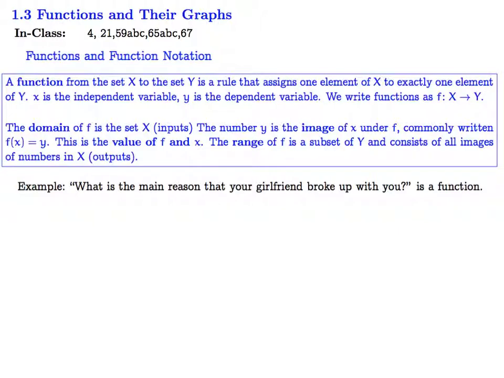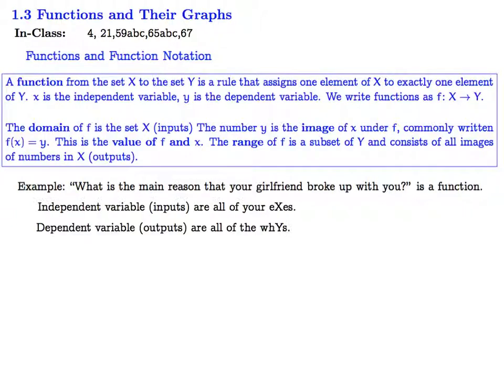So let's start by looking at an example of this. For example, if we look at the question, what is the main reason that your girlfriend broke up with you? This is a function. So of course the independent variable in this question are all of your x's. If someone came up to you and asked you this question, you would have to say, well, which girlfriend would you mean? You'd have to specify an input. And then the dependent variable or output is going to be the reason why. It's going to be sort of the answer to a question. So you always want to think of a function as sort of a question that takes an input, and the output is the dependent variable.